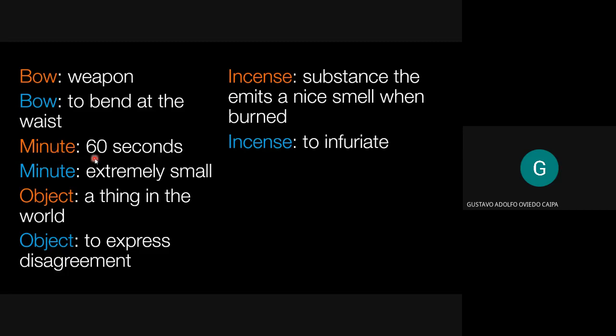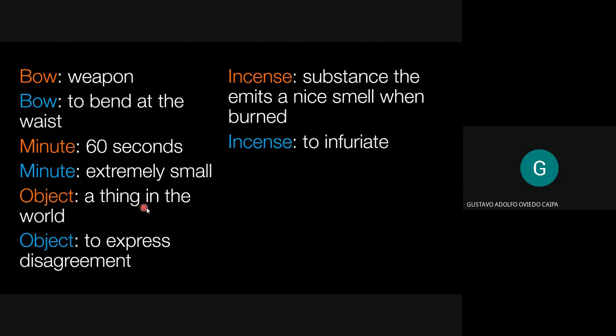These two, when we talk about this word in the sense of 60 seconds, we call it minute, right? A minute. A few minutes, or give me 2 minutes, give me a minute. But in the sense of extremely small, we say minute. So these two, we can call them homographs because you write them the same, but you don't pronounce them the same. So minute and minute.